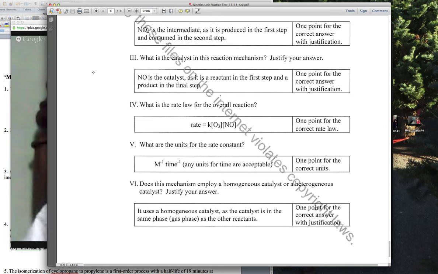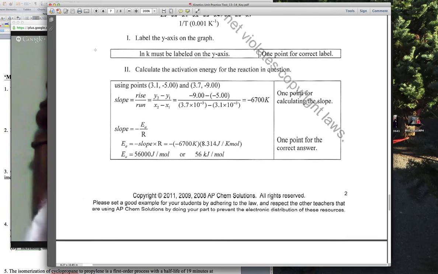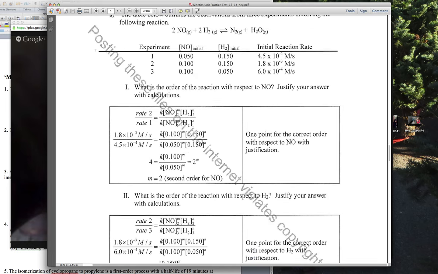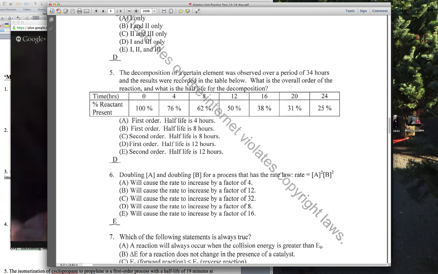There's a couple questions about mechanisms and finding intermediates and catalysts and the products. Oh, there's a half-life question too. Is it a multiple choice or a free response? Multiple choice. Okay, which means that it could be something similar to, well, not exactly. It's kind of like five. To be able to figure out five, you don't have to determine the order. You just have to figure out the half-life.